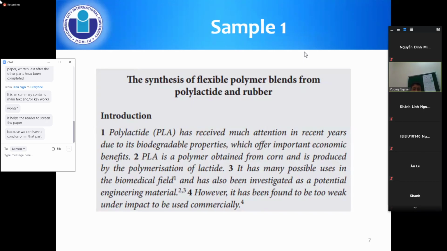Okay, so when you read this section, you know that they introduce polylactide. Polylactide is a kind of polymer with a lot of benefits, right? Because it is biodegradable. But it is too weak to use commercially, and that's why they cannot use PLA to produce, maybe, home appliances, for example, a fan or a table, something like that, right? So that's the introduction. That's the lead-in information. Okay, please spend 1 or 2 minutes by yourself, reading this section again.